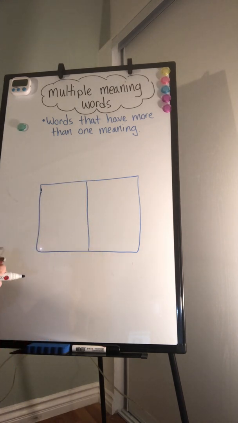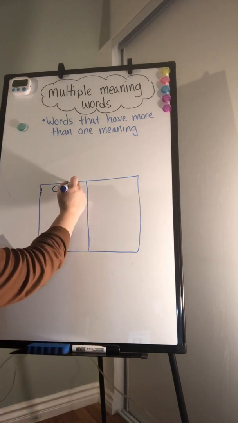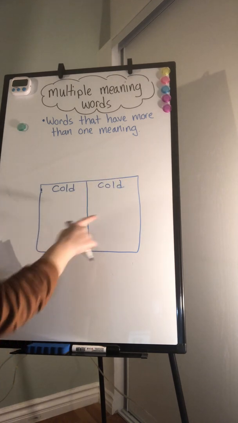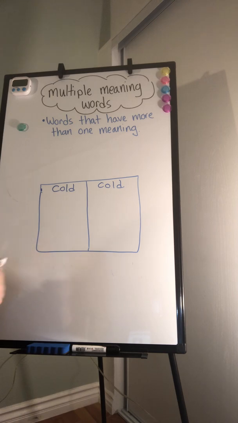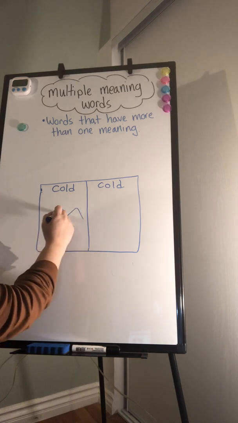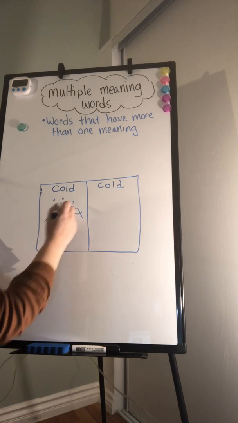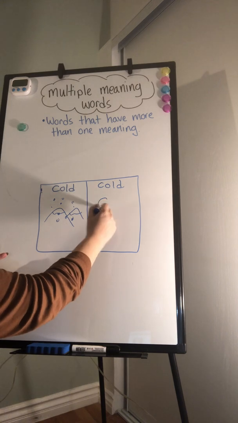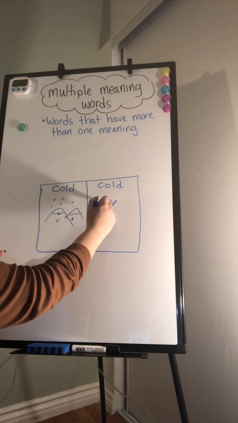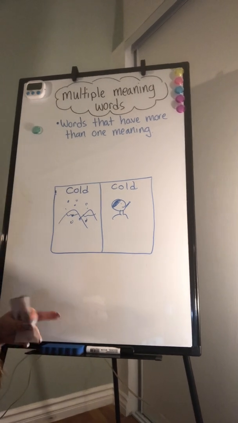You're going to write your word on top. So let's say I have the word cold. I'm going to write cold and cold. And then I'm going to draw a picture for the two kinds of cold. Now I know cold can mean like freezing, so maybe I'm drawing some snow because it's cold. Or maybe it's cold like somebody's sick. They have a thermometer. They have a cold. Okay, that's just a really fast drawing.